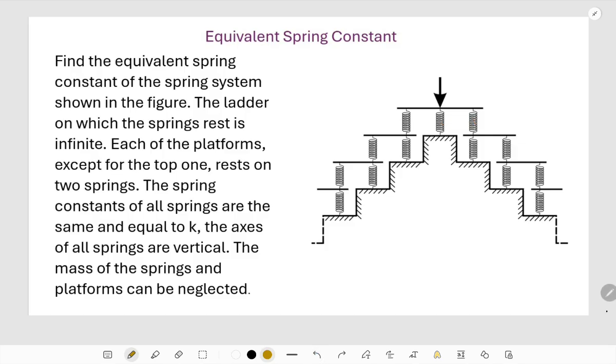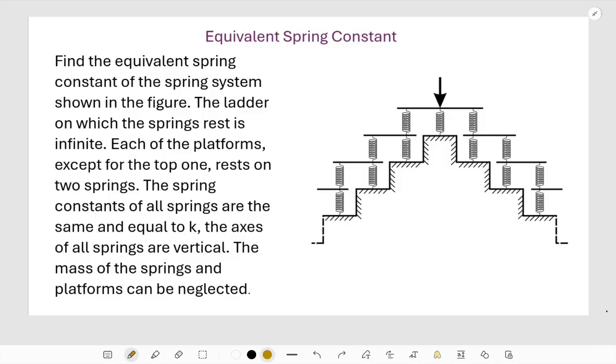The spring constants of all springs are the same and equal to k. So the spring constant is k, a quite common value. The axes of all springs are vertical. The mass of the springs and the platforms can be neglected. This is the problem.